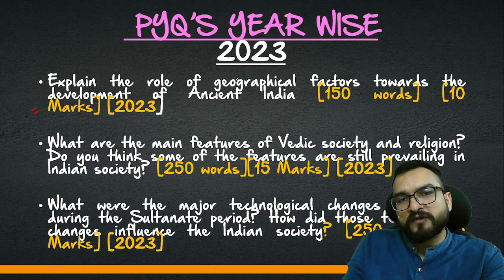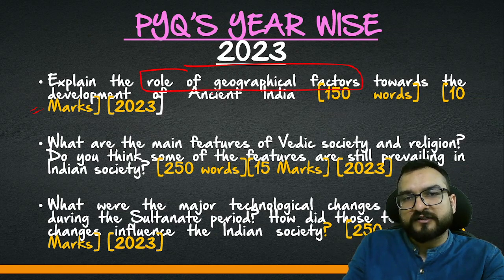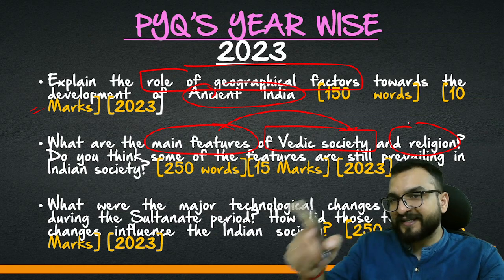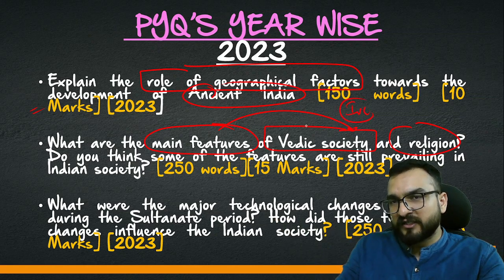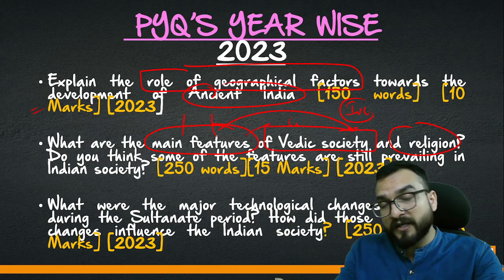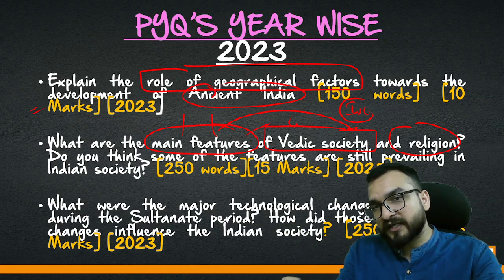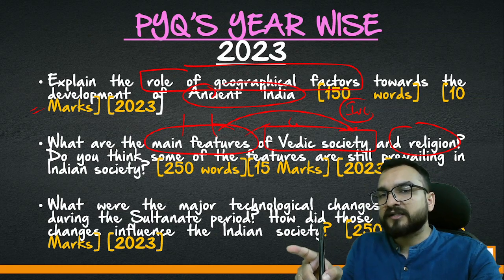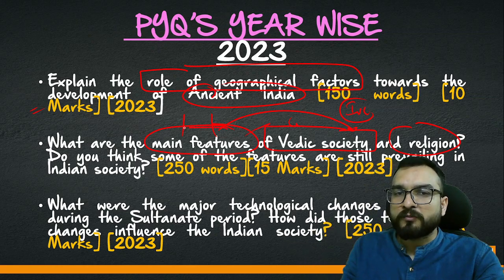See the first question, you will understand: the role of geographical factors towards ancient India. It is a general question, not a specific theme. Then over here, you will find main features of a period, that is Vedic society and religion. Next time they can ask you about the IVC, the Mauryans, the Guptas, the Harshas, the medieval, the Delhi Sultanate, the Mughal Empire, or the Cholas or the Vijayanagar. Like this, they can ask you. So whenever you are studying these eras or periods, you should know about their features.